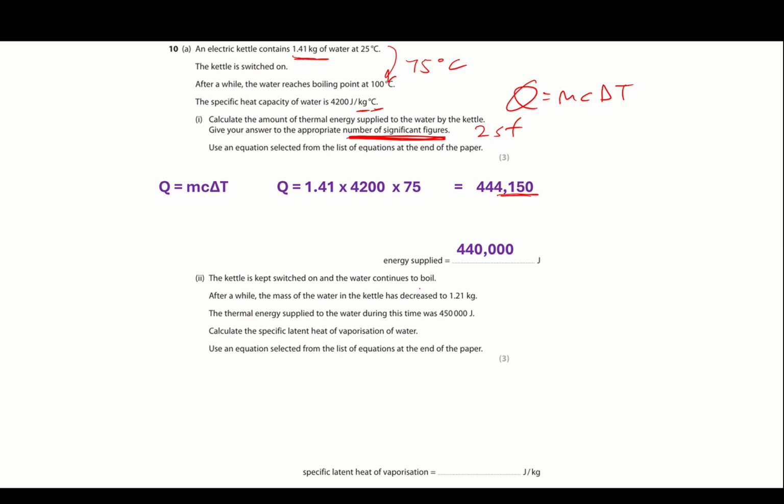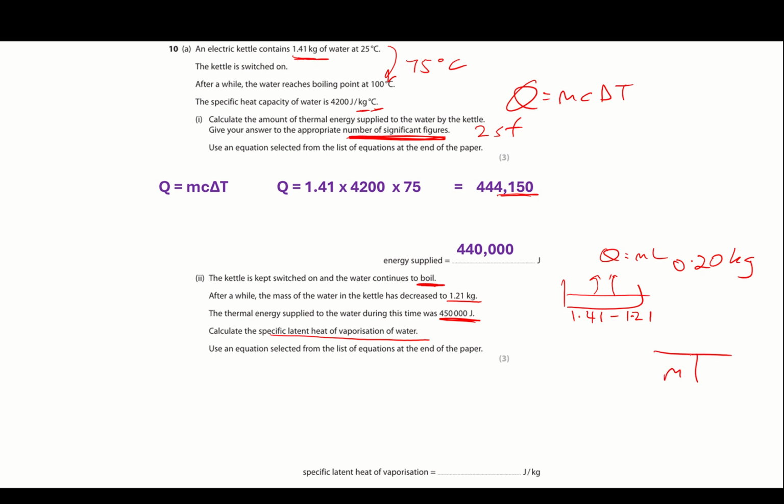The kettle is switched on and the water continues to boil. So imagine, obviously it's an open kettle at the moment. We're now going to have some water escape, and that will be Q equals mL for that. We've got to change the state. So after a while, the mass in the kettle decreased to 1.21. So 1.41, take away 1.21, we know 0.20 kilograms changed state. The thermal energy was 450,000. Calculate the specific latent heat of vaporization.